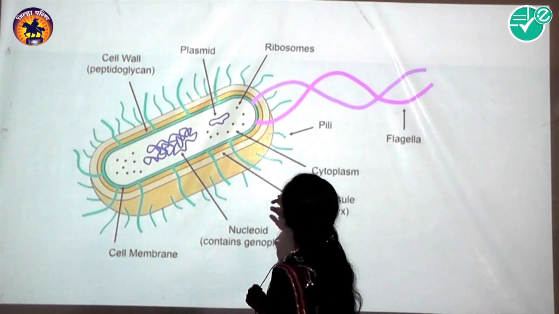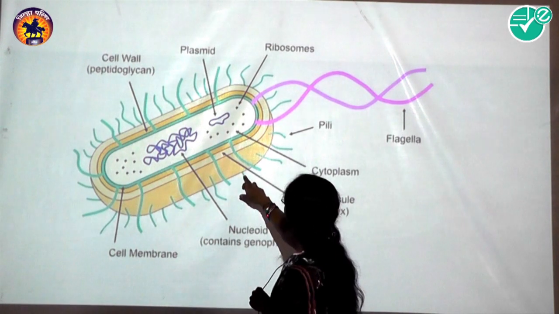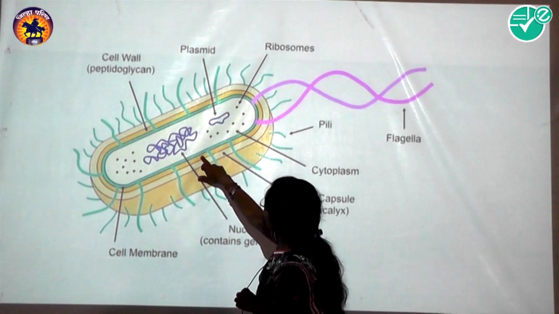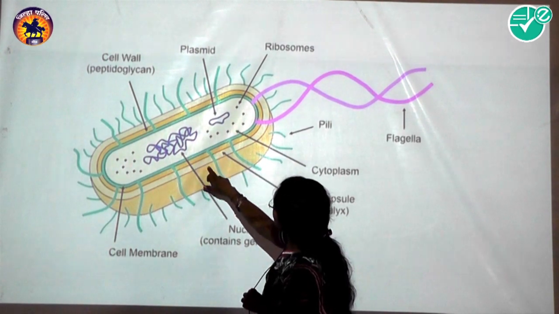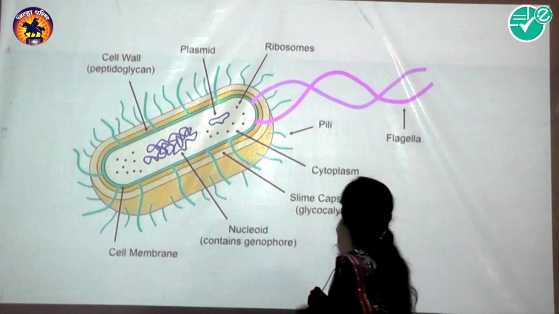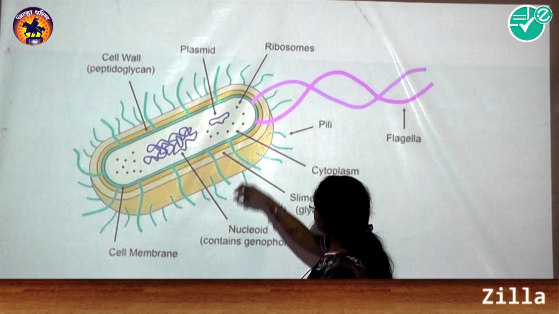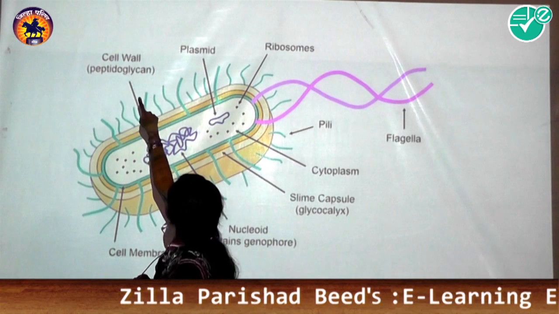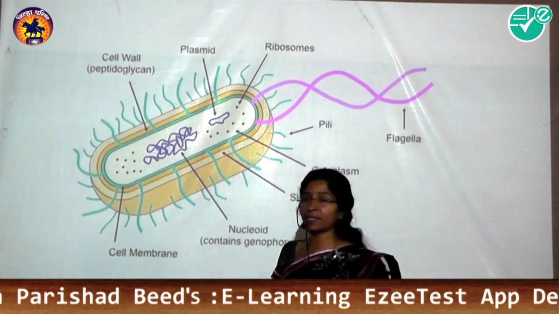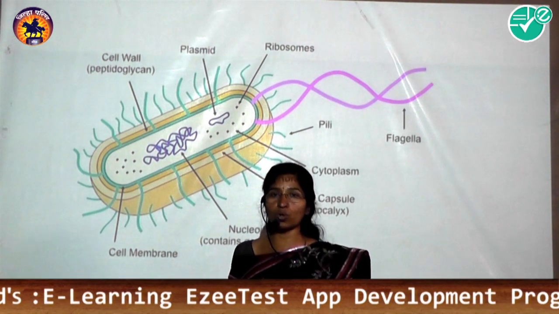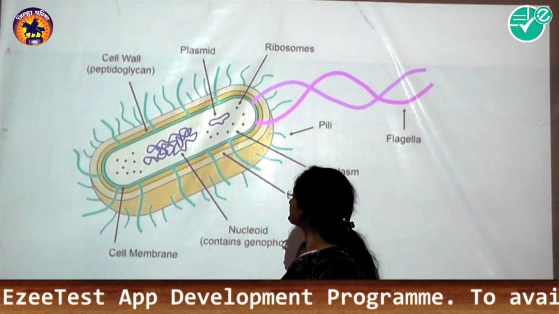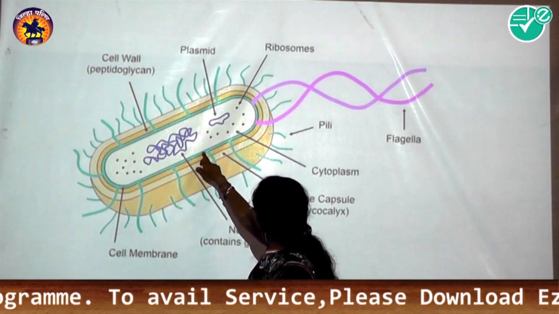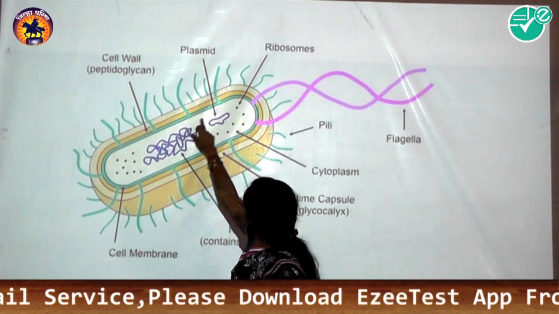Glycocalyx is the outermost layer. Then the cell wall and then the plasma membrane. Glycocalyx, then the plasma membrane, also called the cell membrane, and this is the cell wall. These are the three layers, meaning trilaminar, that is the cell envelope of a prokaryotic or bacterial cell. Then the plasma membrane encloses the cytoplasm.